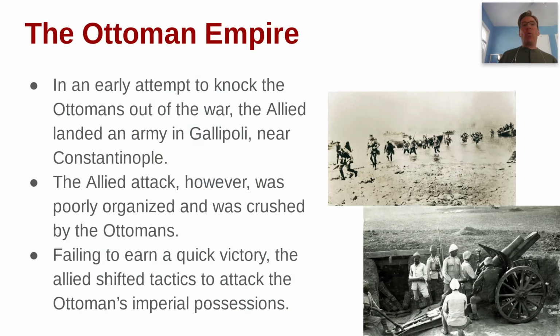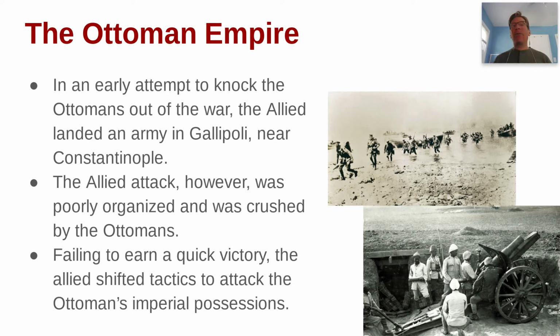Now, early in the war, there was an attempt to knock the Ottomans out and knock them out quickly. This was done with an Allied attack in Gallipoli. Now, Gallipoli is an area near Constantinople, and it was felt that if the Allies could land an army successfully there, they could encircle Constantinople and take the Ottoman Empire out of the war early.